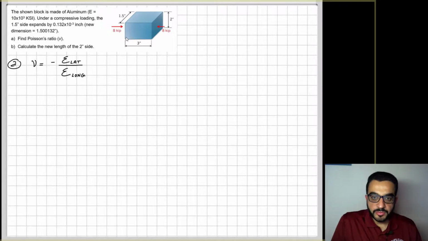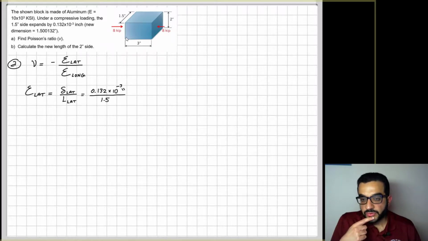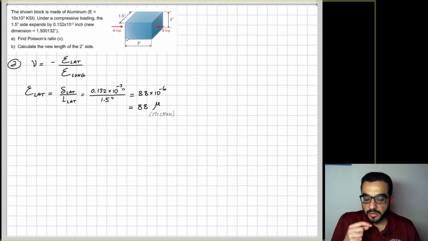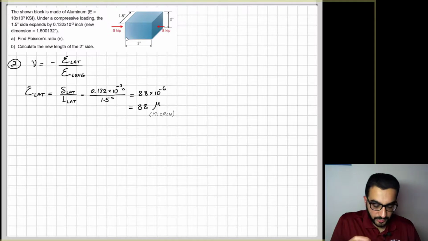So what's given to us? We're given the strain laterally, right? Because the strain is equal to the delta over the original length. I know the delta, I know the original length, and I can now calculate the lateral strain. Remember, it's expansion, so the delta here is positive. And that turns out to be 88 times 10 to the power negative 6. Remember, strain is unitless, so I didn't write inches here. Micron is just another representation of 10 to the power negative 6.